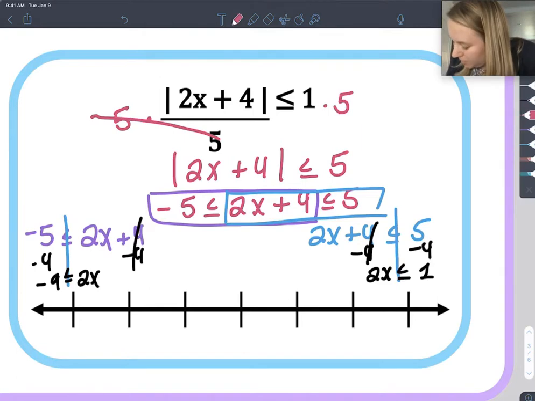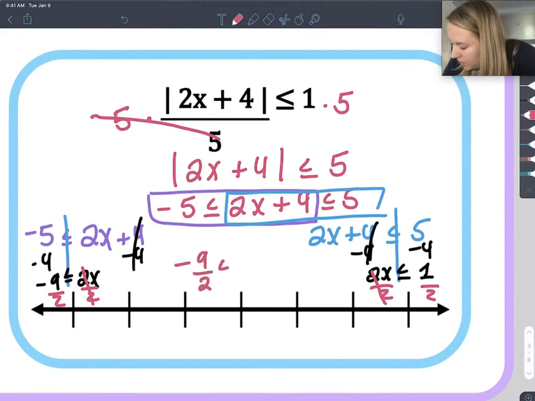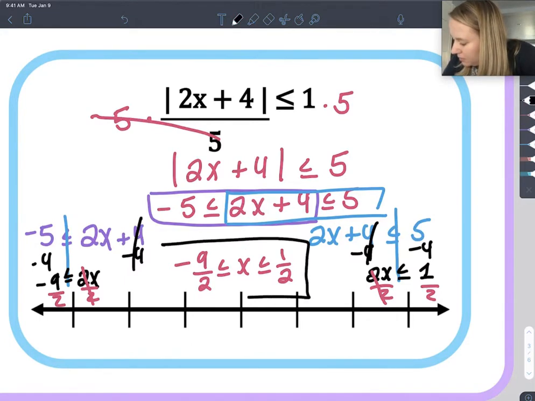On both sides, I'm going to divide by 2. The 2's cancel out as well. And then when I go to write this as a compound inequality, we are going to have negative 9 halves is less than or equal to x, which is less than or equal to 1/2. And that is our answer for that.